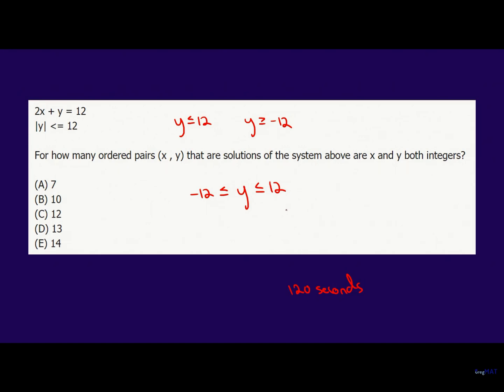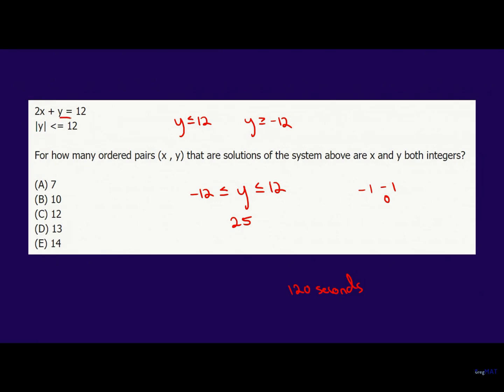A lot of you guys are saying 24. Is that accurate? So you're saying negative 1 to 1 is only 2 numbers? Don't forget the 0. So how many numbers are we talking about here? 25. 25. Okay? Everyone follow? Now here's the thing.